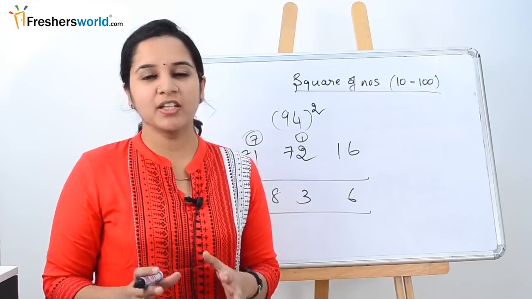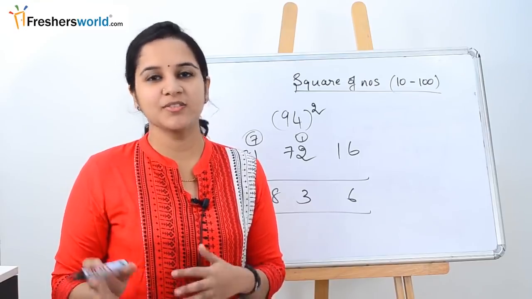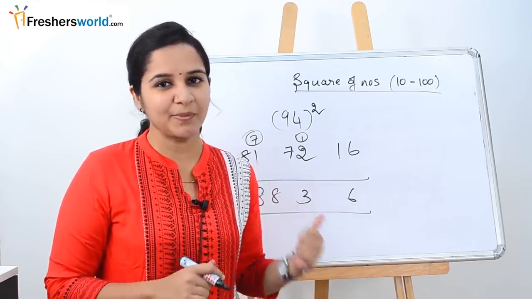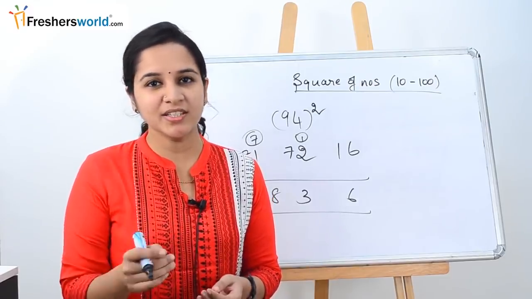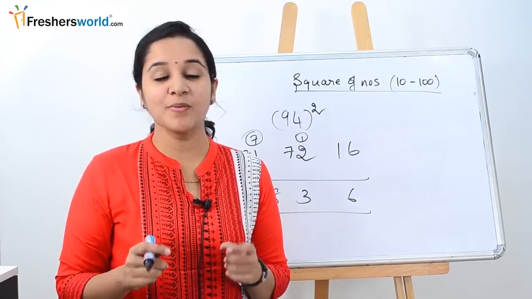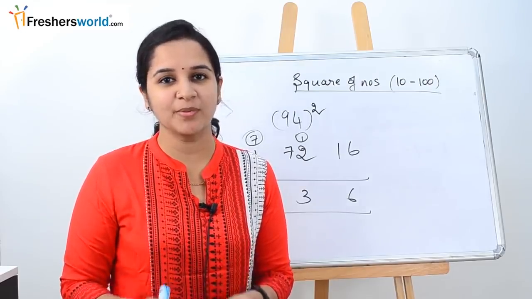In today's video we learned how easily we can find the square of the numbers from 10 to 100 with a very simple method. Initially it is going to take you some time to understand the concept. But once you understand the concept and practice well, you will easily be able to find the square of the numbers within 5 seconds.